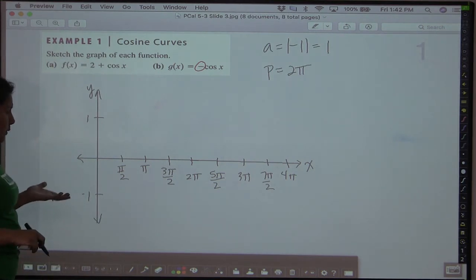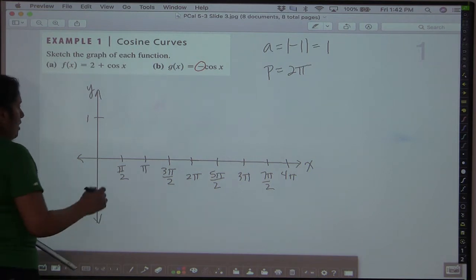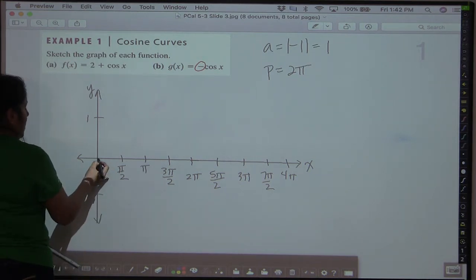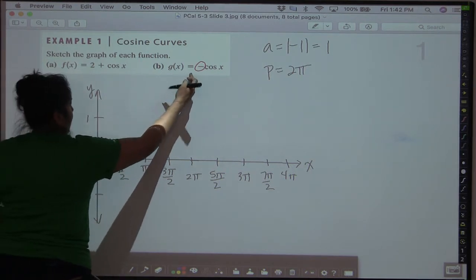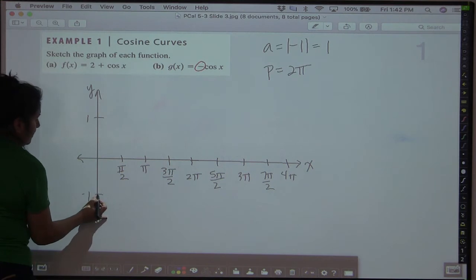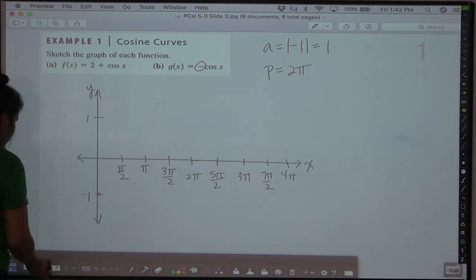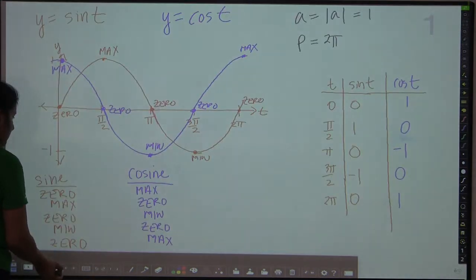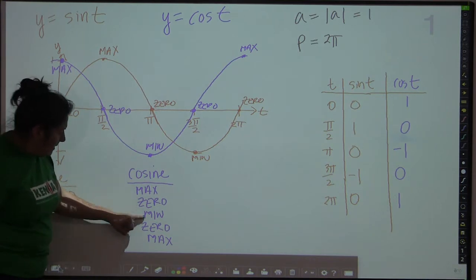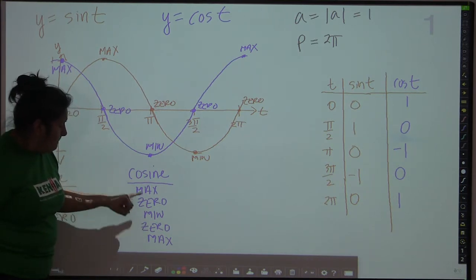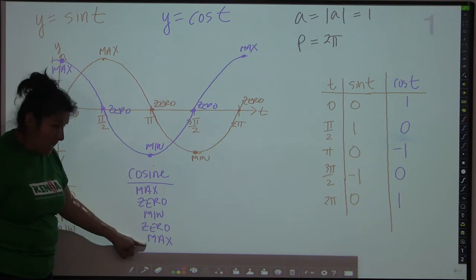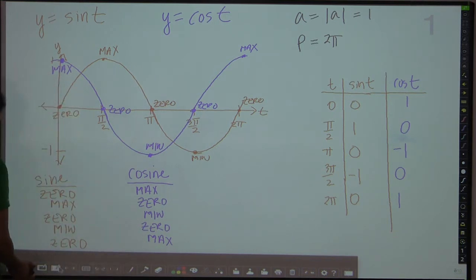All that means is that it's going to invert all of your values. So for example, normally when I would plug in a 0 to cosine, I would get positive 1. But because there's a negative in front of that, it's going to make that a negative 1. So instead of your cosine curve starting at its max, it's going to be starting at its min. So if you go back to this, instead of going max, 0, min, 0, max, it's going to go min, 0, max, 0, min. So that's the only difference.